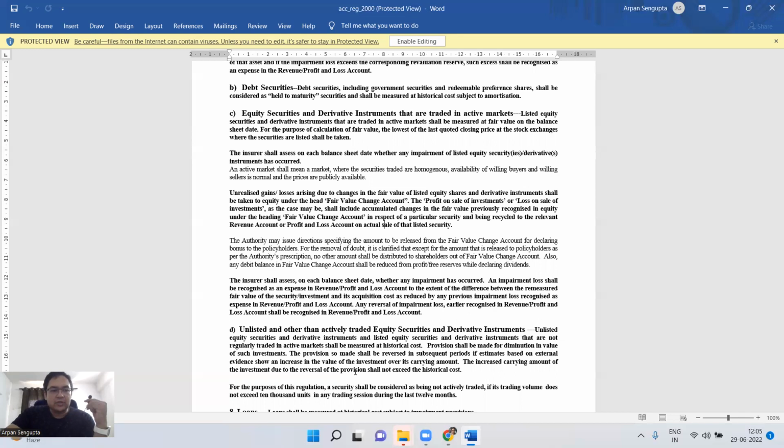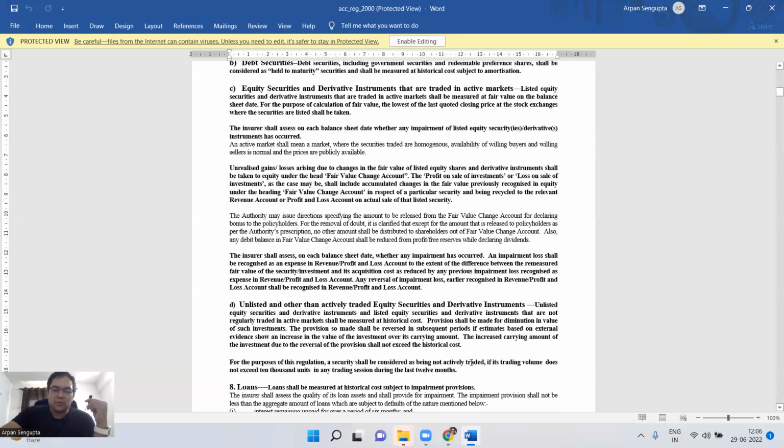Then the insurance company also has loan assets. For loan assets, the insurer should carefully consider the quality of the loan and measure it at historical cost, subject to impairment provisions. The impairment provision should not be less than the amount for loans which are defaulting, that is, where the interest has remained unpaid for more than 6 months, or the installment has failed for a period of more than 6 months. If the loans are of this nature, then provisions should be kept for them, and that would reduce the value of the loans, right?